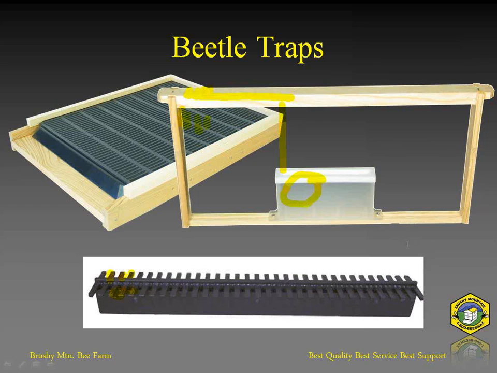What do mites do to the bees? Mites are much like a tick, they will suck the hemolymph, which is the bee blood of the bees.